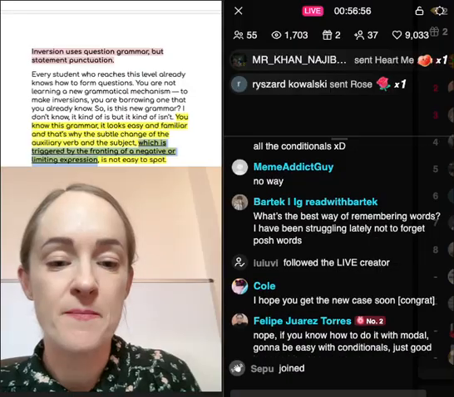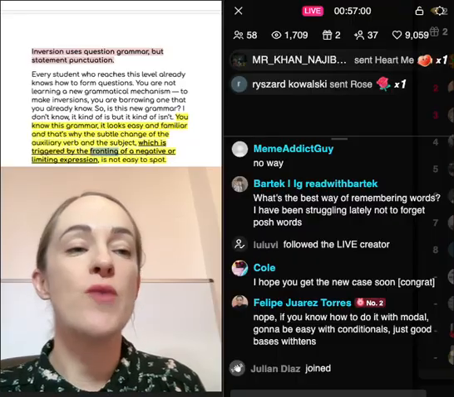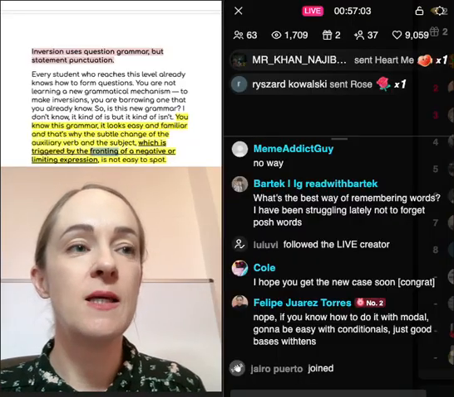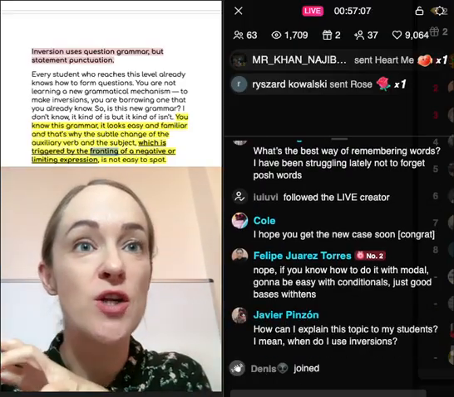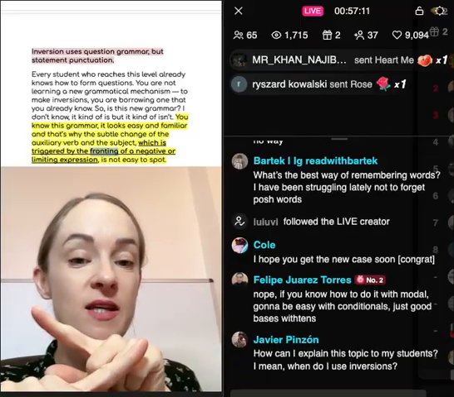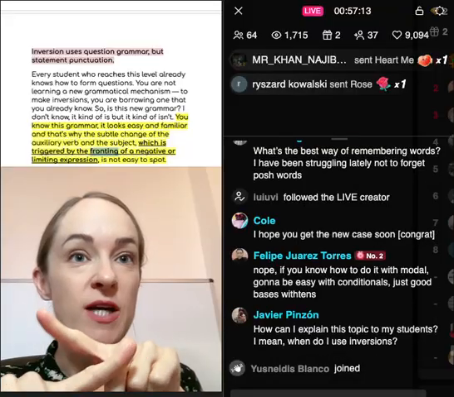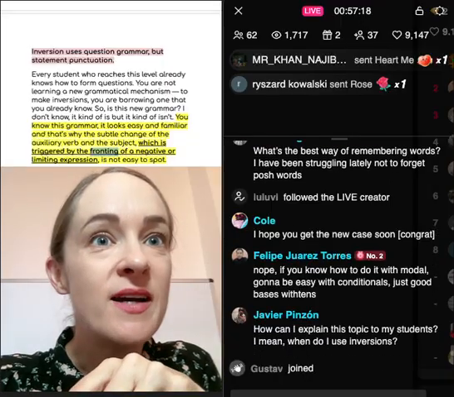So when you front a negative or limiting expression like rarely, hardly, never, when you bring those to the front, which is called fronting, then you have to remember that this triggers the inversion of the subject and the auxiliary verb. Okay?